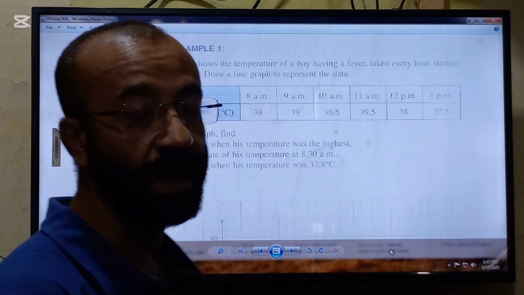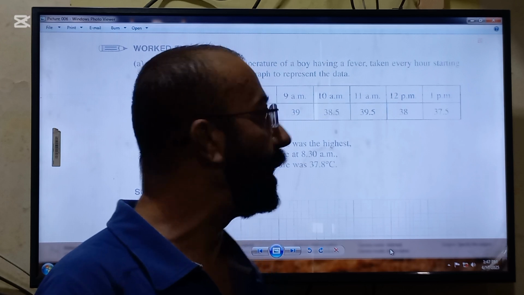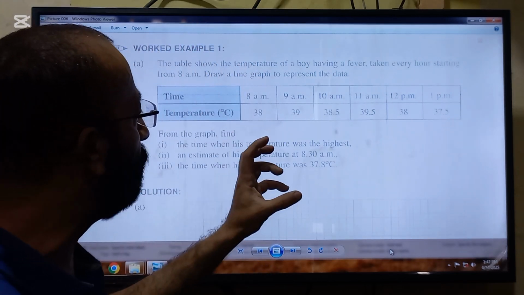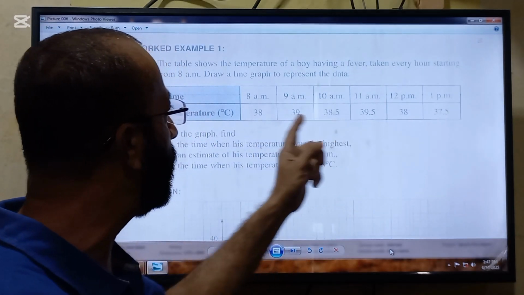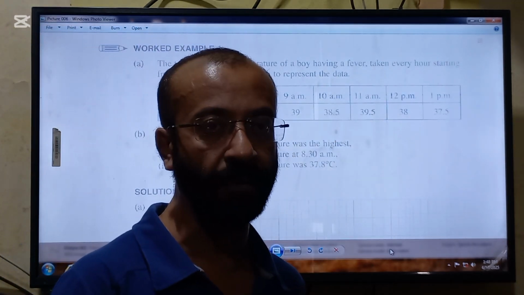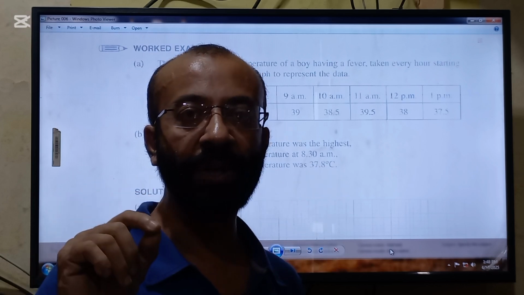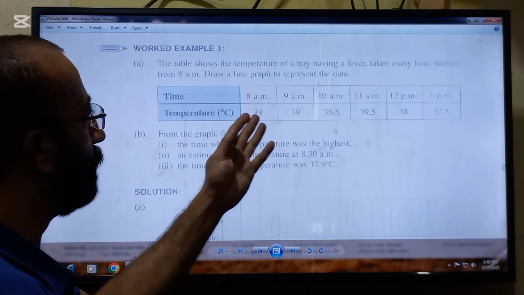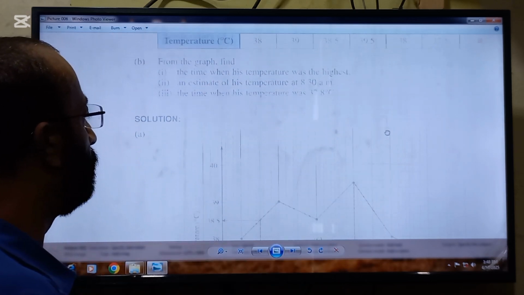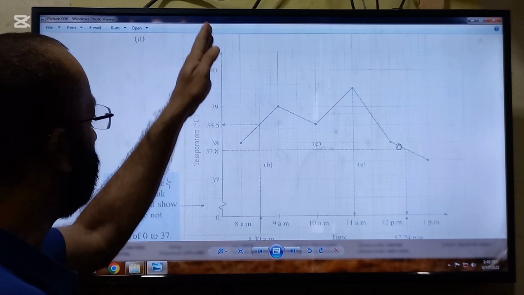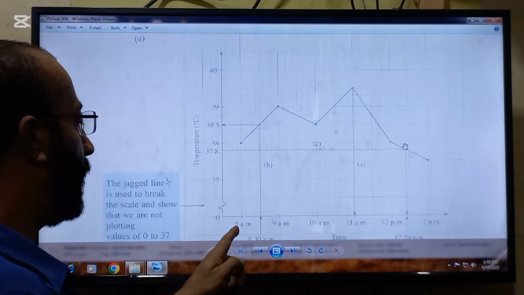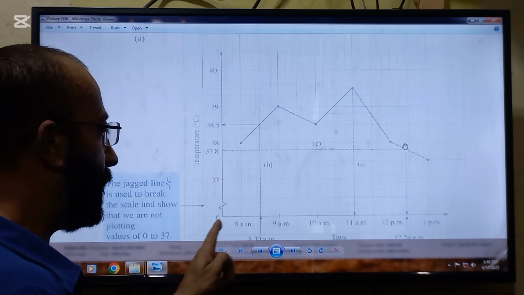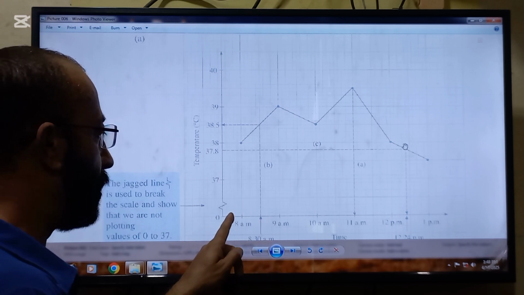Remember, we will always plot the temperature on the vertical line, and time, which is the independent quantity, is always drawn on the horizontal line. Here time is starting from 8 a.m. till 1 p.m. So first we will draw the vertical line and the horizontal line. The time actually starts not from 0, and 0 and 8 are far from each other, so we have to draw the zigzag line.